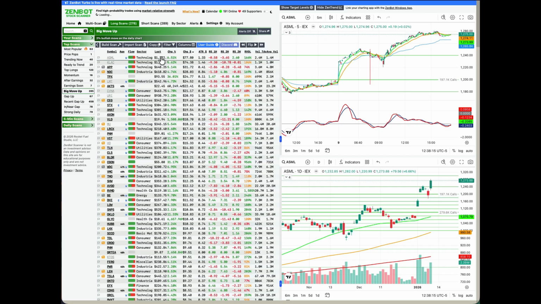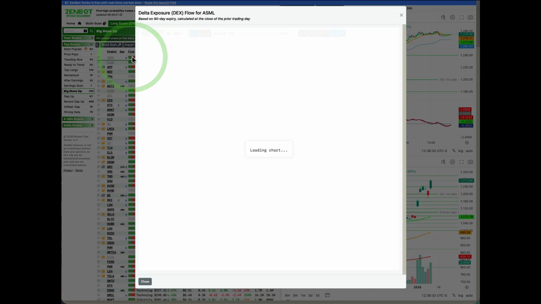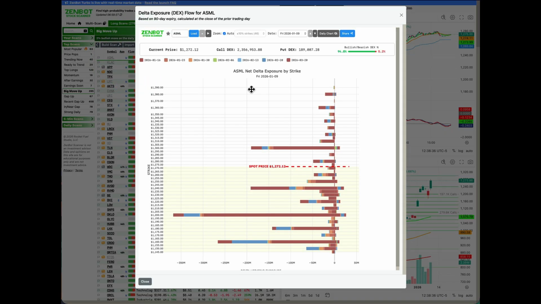So I'll jump into the big move up, and we'll take a look at the stocks with the biggest moves last Friday. And you'll notice ASML here. And in the last year or so, in ZenBot Stock Scanner, you can see the options flow indicator, which indicates the bullishness or bearishness of each stock. And if you click on that right now, you can see the options open interest level as of the end of the day Friday. And what we've been doing is trading stocks long or short based on how bullish or bearish the options levels are.